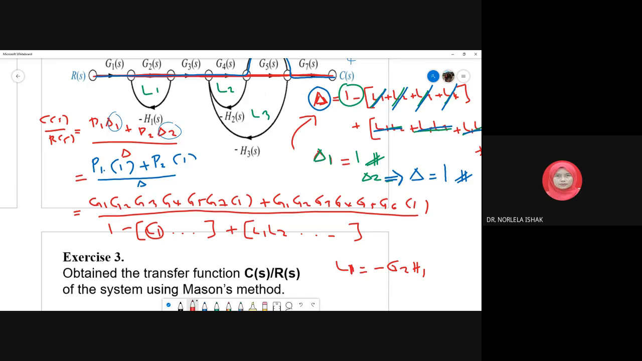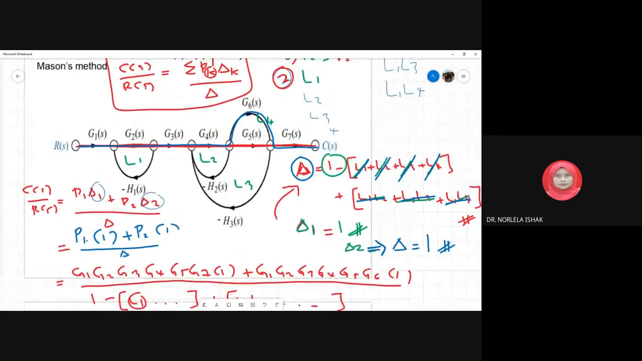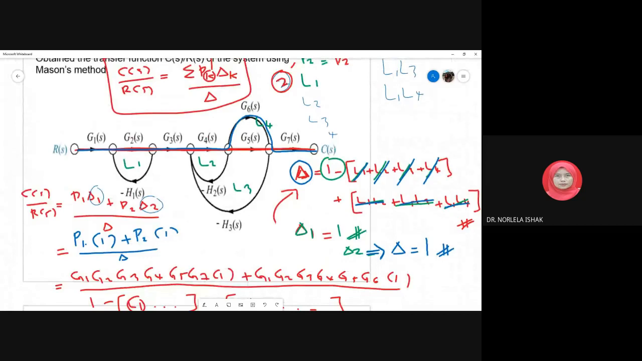So this is the way to write it. You have to put L1 inside the bracket, and L2 equals what, and so on. Okay, that is the way to complete the transfer function. So, any question for this example? Okay, we finish this one.